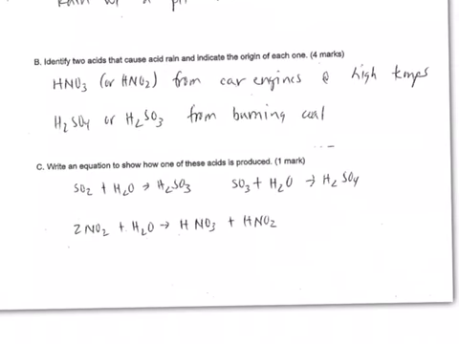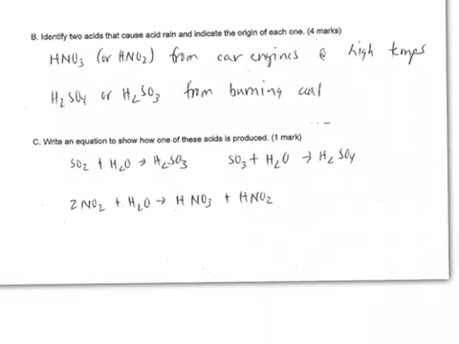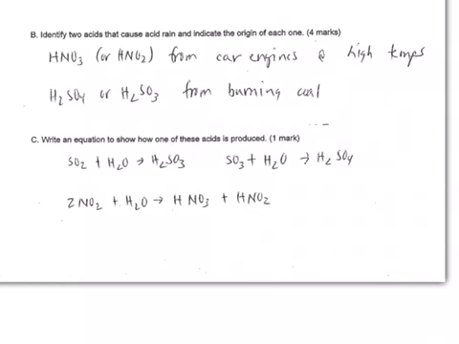Part B says identify 2 acids that cause acid rain. So I know some of you included carbonic acid on your quiz, but CO2 doesn't cause acid rain. That's natural. So that isn't considered one of the acids. It's one of the nitric or nitrous acids, or either sulfuric or sulfurous acids. So NO2 can form HNO2. Actually, NO can combine with H2O to form HNO2, or NO2 can combine with water to form HNO3.